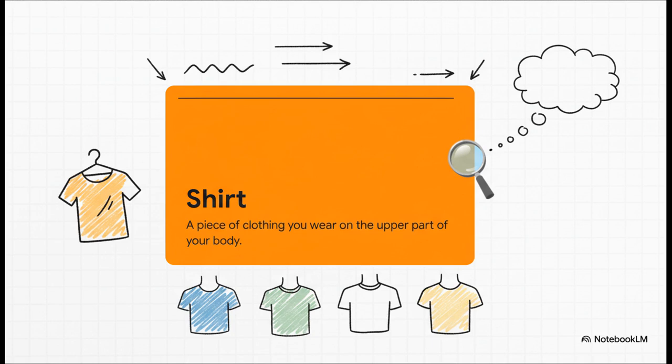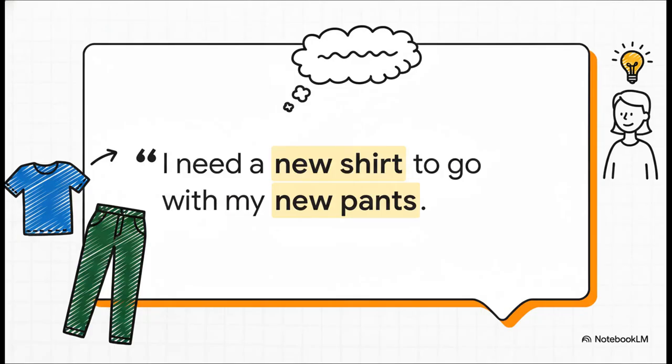This is the core of the idea. And check out the very next move in this communication blueprint. Right after the definition, you get a practical example. I need a new shirt to go with my new pants. Now that's not random. It instantly takes this abstract idea and makes it totally concrete. It grounds it in a situation we can all easily picture.